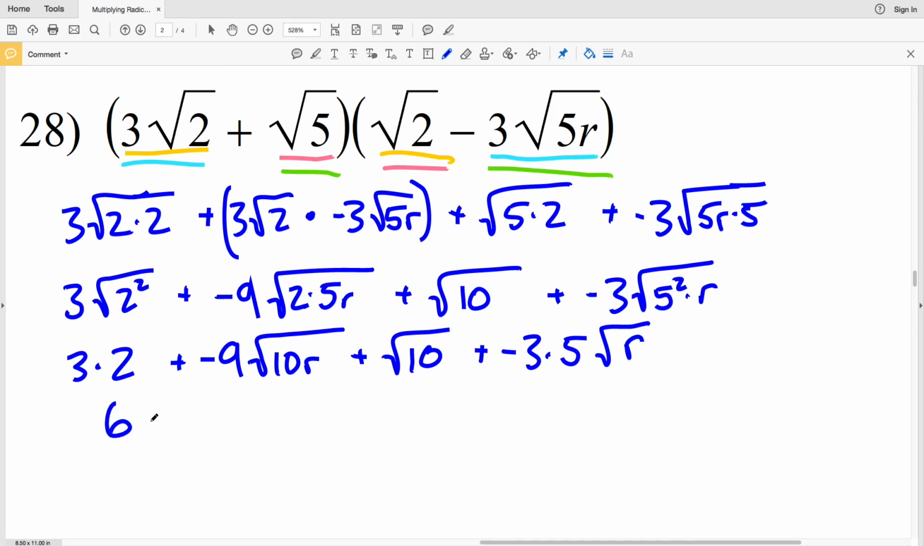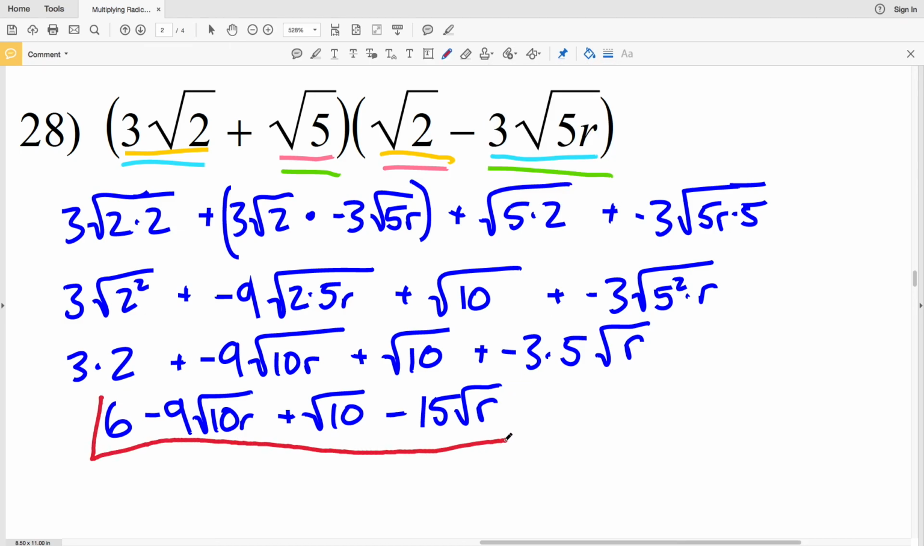3 times 2 is 6, so that's 6, and then I'll be subtracting 9 times the square root of 10r, since adding a negative is the same as subtracting a positive, so minus 9 times the square root of 10r, and then I'll add the square root of 10, and then I'll add negative 3 times 5, which is negative 15 times the square root of r, but if we're adding a negative, that's the same as subtracting a positive, so I'll subtract positive 15 times the square root of r. So 6 minus 9 times the square root of 10r plus the square root of 10 minus 15 times the square root of r. That's my final solution on this worksheet.